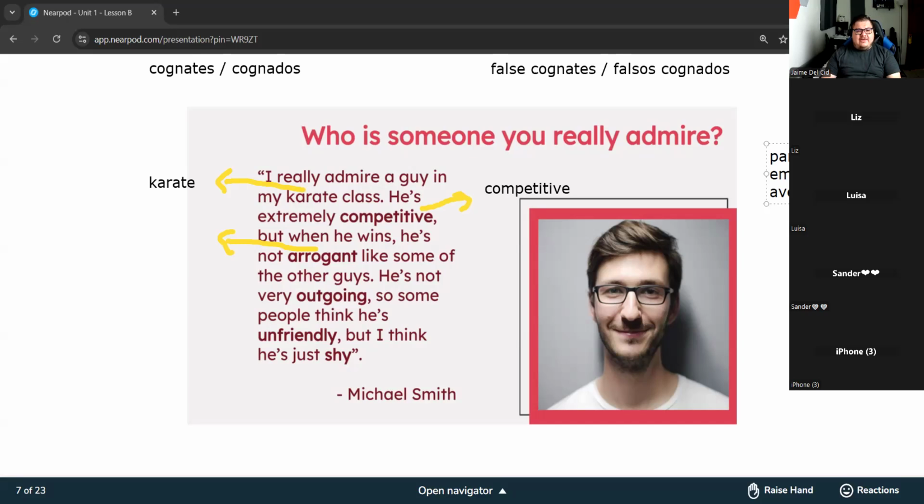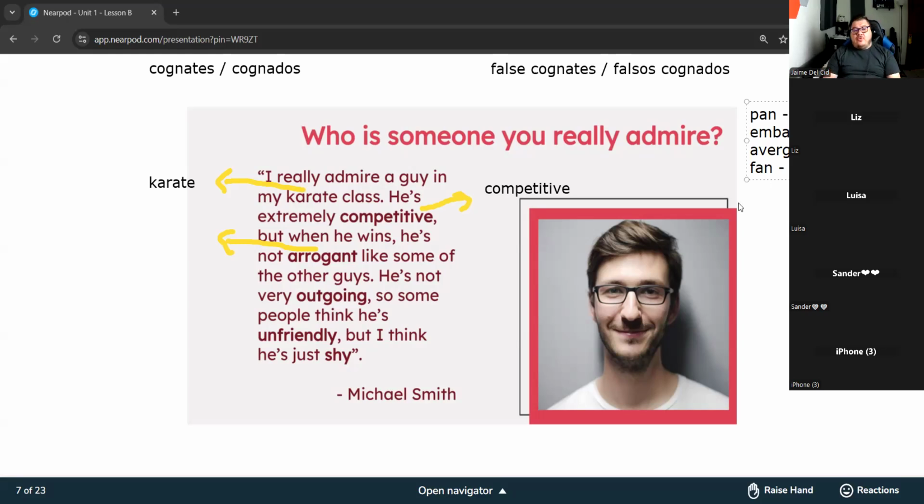O alguien que pasó por una pena, ¿verdad? So that's embarrassed. And there are going to be more. The word fan, F-A-N. Fan no de fanático, sino fan de ventilador. Fan, ¿verdad? Es un ventilador.